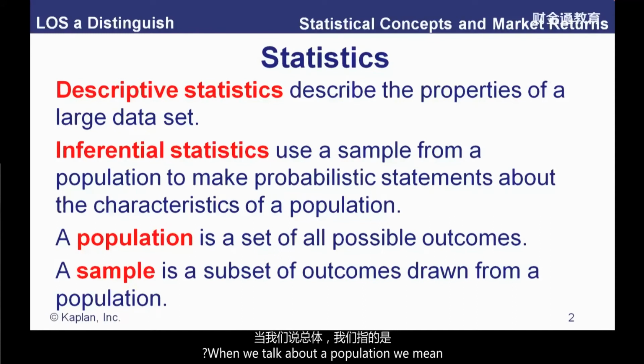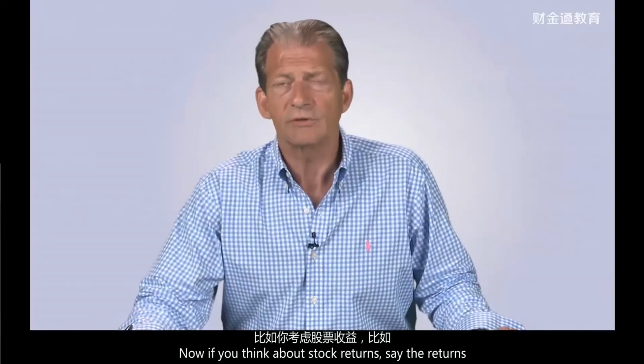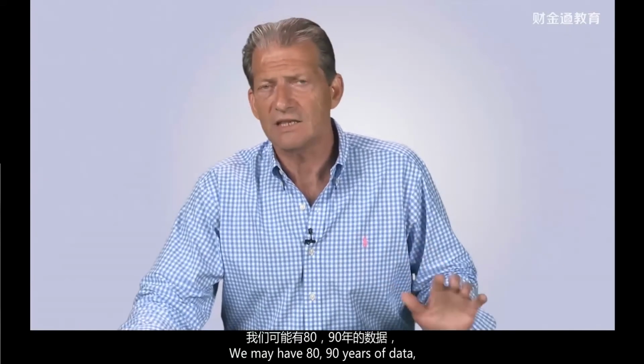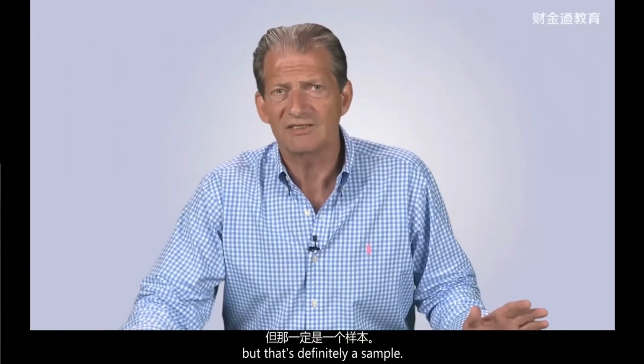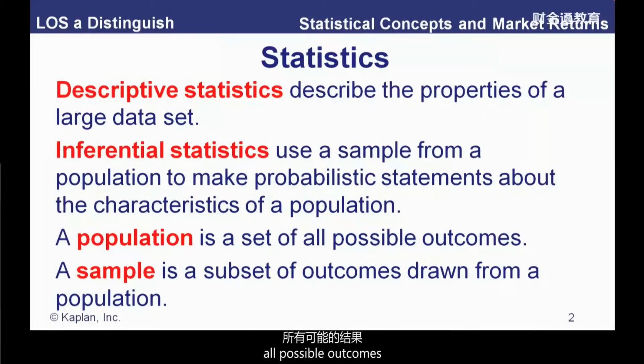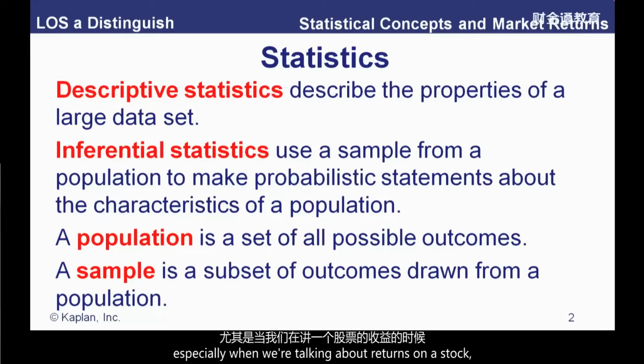When we talk about a population, we mean the set of all possible outcomes of a random variable. And a sample is a subset of the outcomes. Now, if you think about stock returns, say the returns on the U.S. market, some index of U.S. markets, we may have 80, 90 years of data, but that's definitely a sample. Because remember, for a population, it's all possible outcomes. Well, we're never going to see all possible outcomes. We're always going to see a sample. So as we go through this, remember, most often we're dealing with a sample. Having a population would be an unusual situation, especially when we're talking about returns on a stock, returns on a stock index, bond index, anything like this.